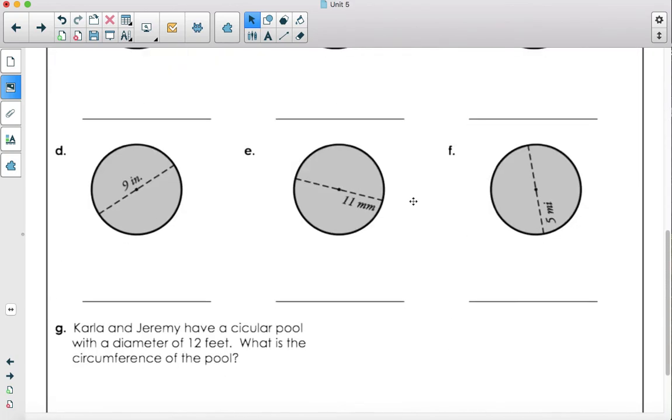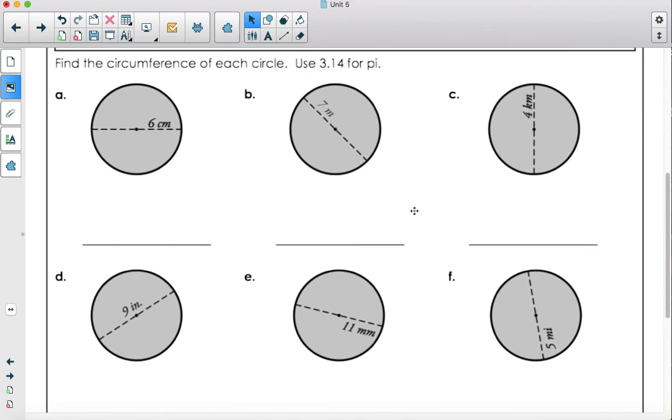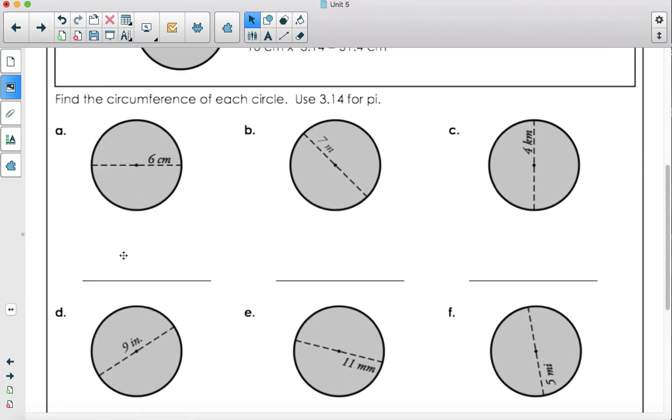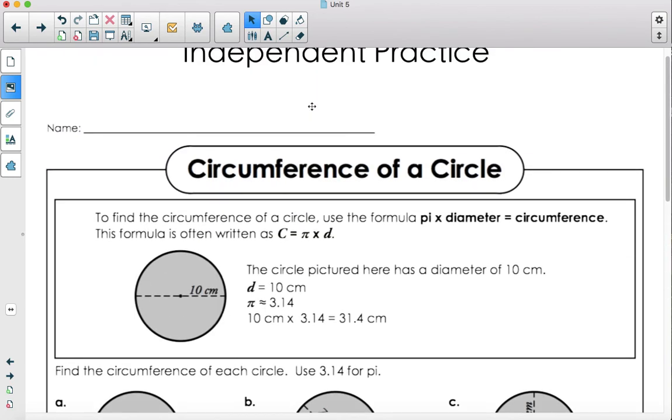Okay, so you have 7 questions to do independently. I would like for you to write the equation and then solve it as well, so I don't want just the answer here. I want you to write the equation and then solve it to find the circumference of all of these circles. Again, on your calculator you can just type in 3.14, or you can use the pi button to make it a little bit easier on yourself.